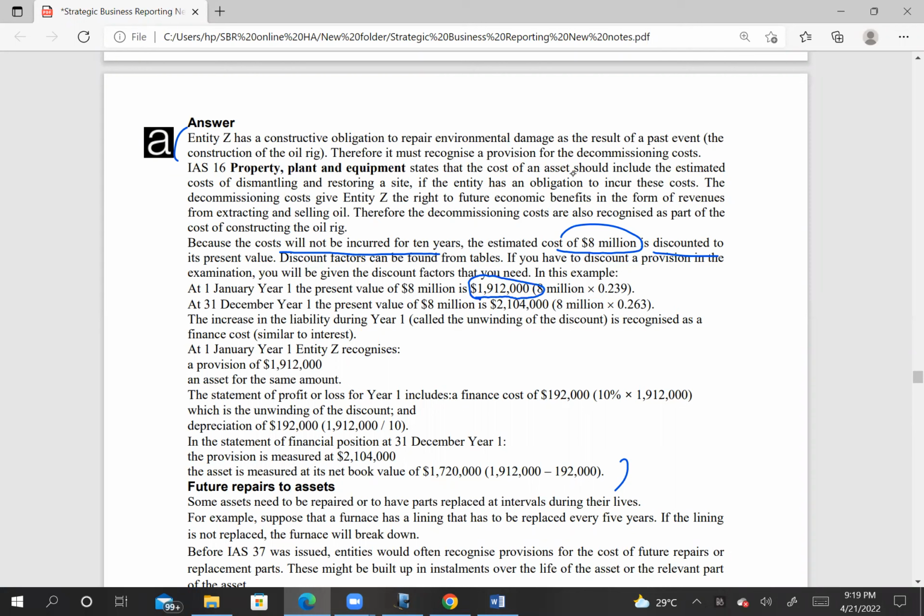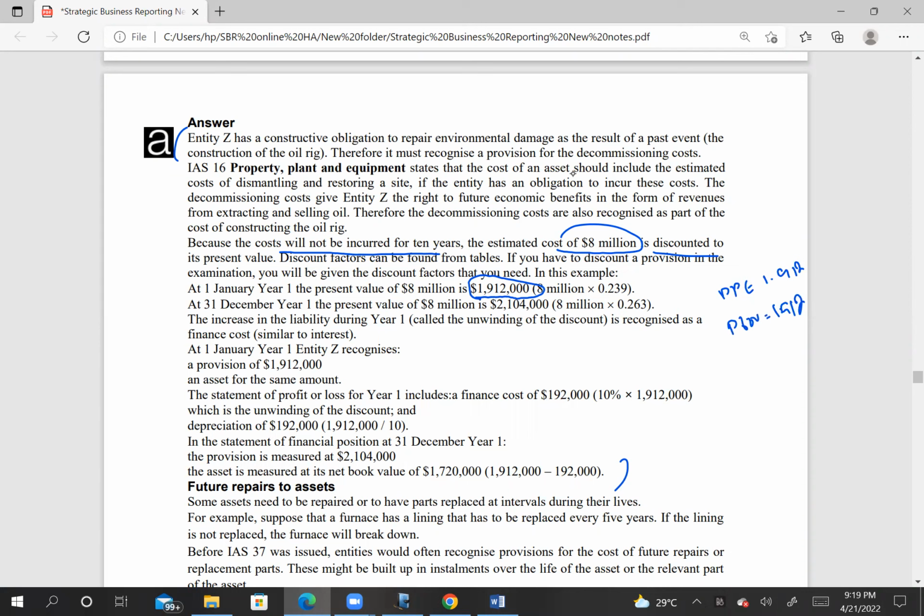With this value, the asset will be debited and the provision will be credited at the start of the year. 1.912 million will be recognized as part of the property, plant and equipment, and a provision of 1.912 million will be recognized at the start of the year.